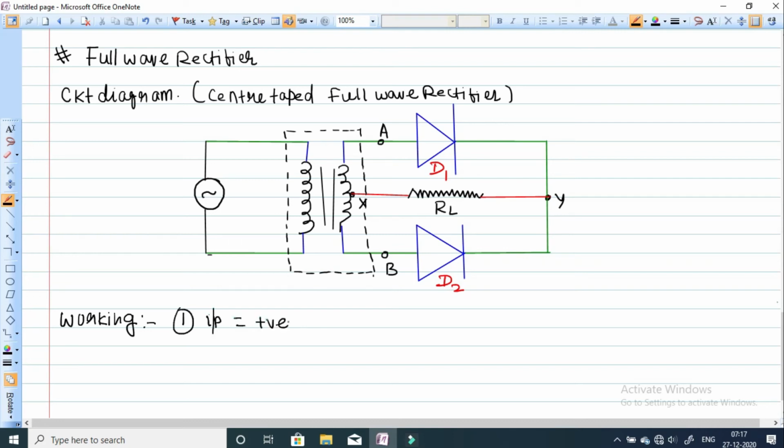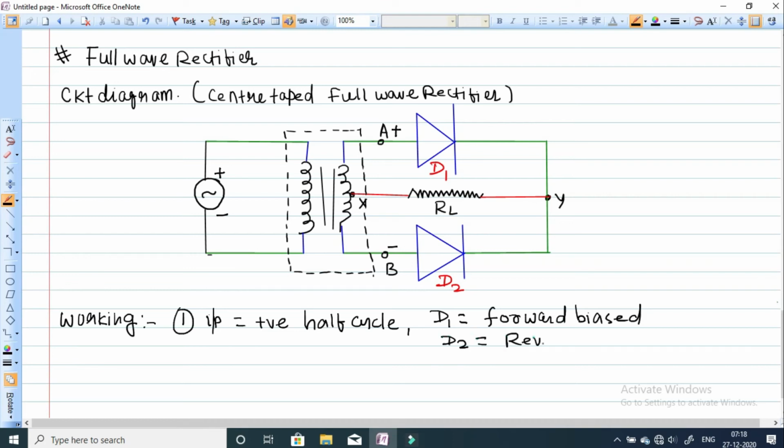When we are applying the positive half cycle of input AC, what will become? The terminal A will become positive. Look here, if you are applying the positive half cycle, this terminal will become positive, this terminal will become negative. Similarly, terminal A will become positive and terminal B will become negative, because diode D1 is connected with the positive terminal. So in this case, diode D1 will be forward biased, and D2 is connected with terminal B, which is negative. So diode D2 is reverse biased.